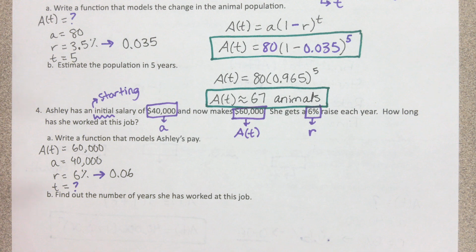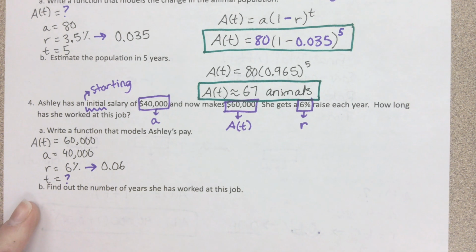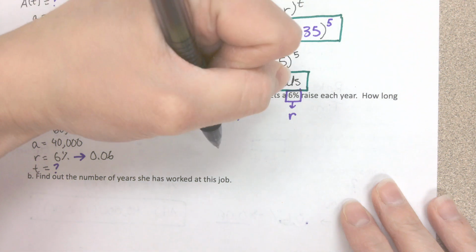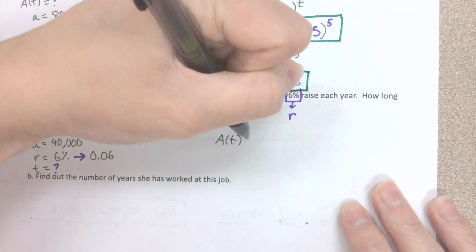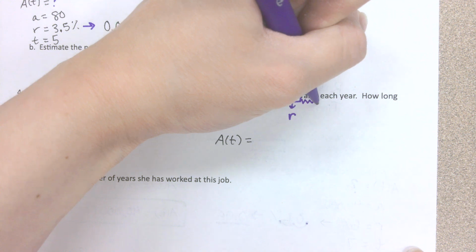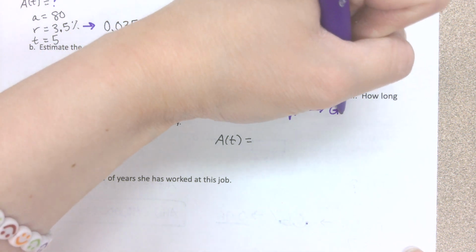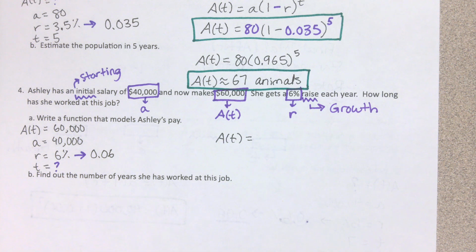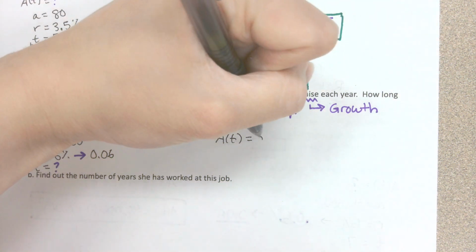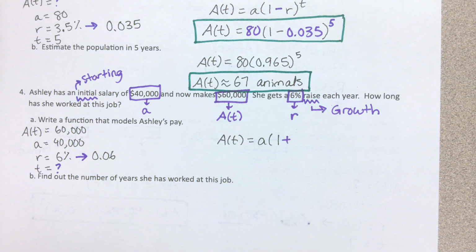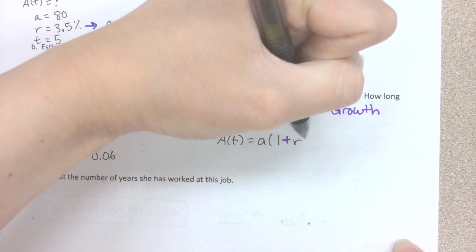This is where the list can be really helpful. Trying to figure out what you do and don't know. All right, let's set up the function. A of T is equal to, and I forgot to point out that this is growth. She's getting a raise. So this is a growth problem. A times 1 plus R to the T.